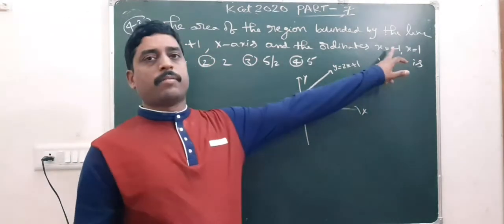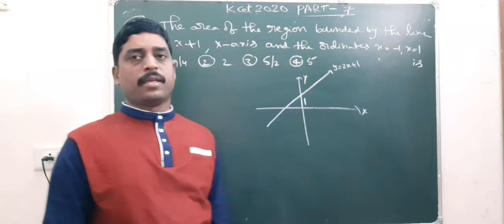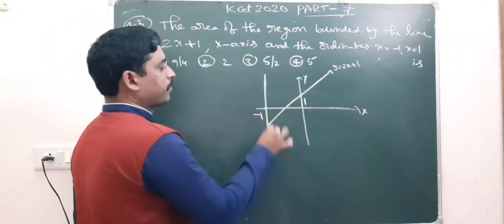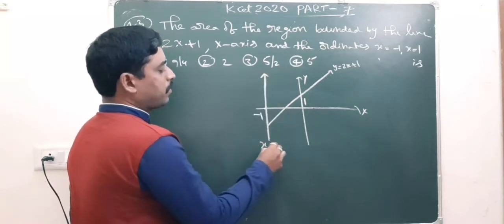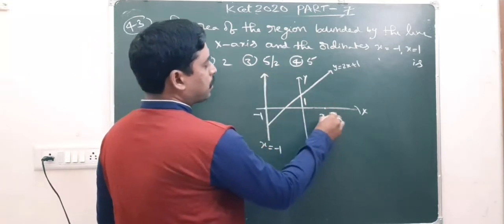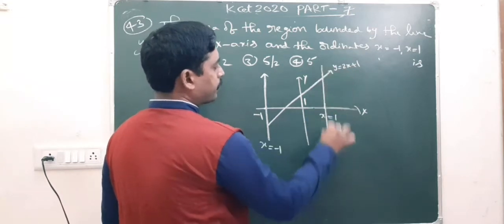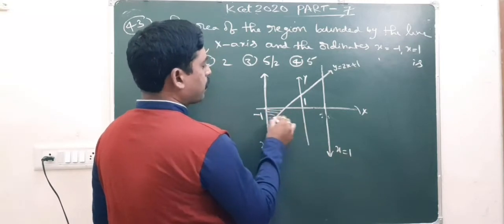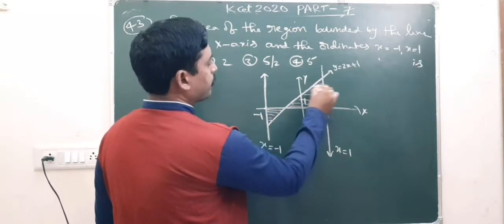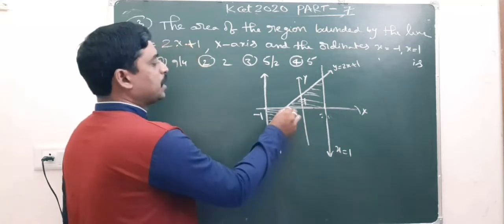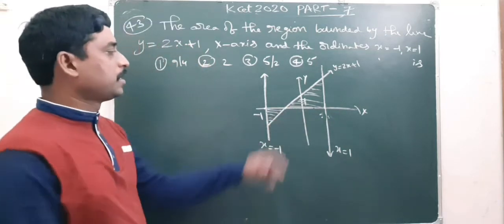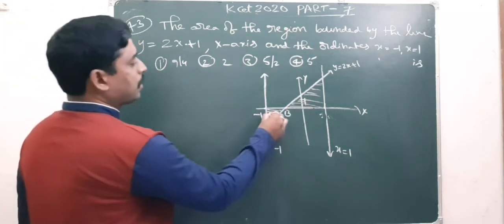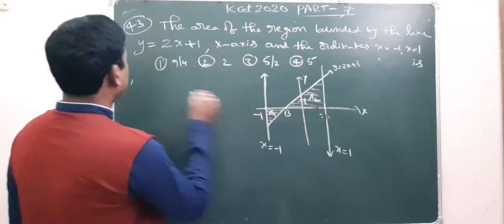This line is y is equal to 2x plus 1. And x is equal to minus 1. X is equal to minus 1 is parallel to y axis and passing through the minus 1. This is x is equal to minus 1. This is x is equal to plus 1. This part is required. This point, first we have to find this point. This point, let us take B point. This is A1, A2.